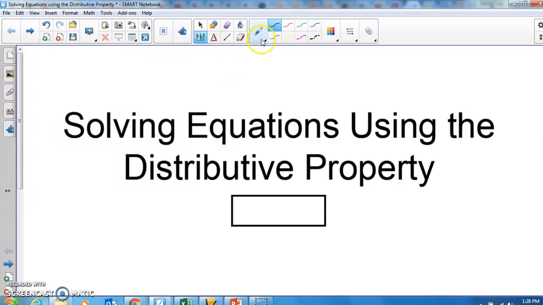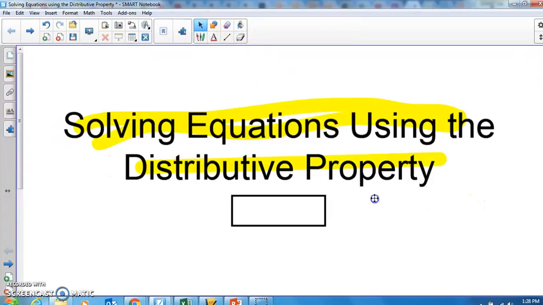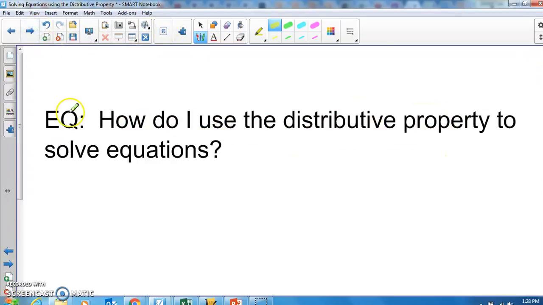Make sure that you get this down, and I'll go ahead and highlight this. I didn't do too good of a job of highlighting, but you get the idea. Copy this. Our central question is, how do I use the distributive property to solve equations? As usual, pause the video so that you can get what you need and then start it back up, and ask questions as you're going through the video. If you have any, I'll be glad to help you out.